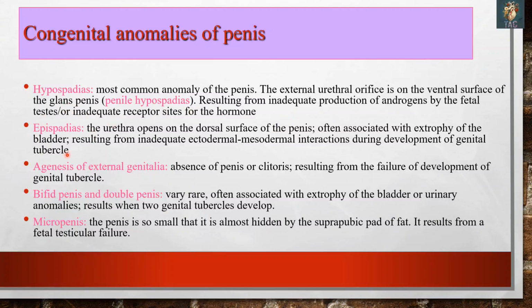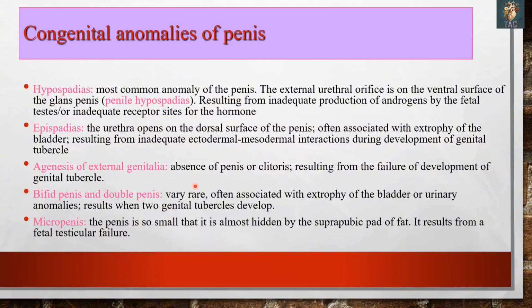Then another anomaly is epispadias. The urethra opens on the dorsal surface of the penis, associated with exstrophy of the bladder, resulting from inadequate ectodermal-mesodermal interaction during development of the genital tubercle. So in this case the opening will be on the dorsal side, while in case of hypospadias the external urethral orifice will be present on the ventral aspect of the penis.